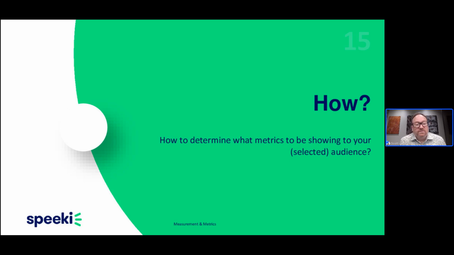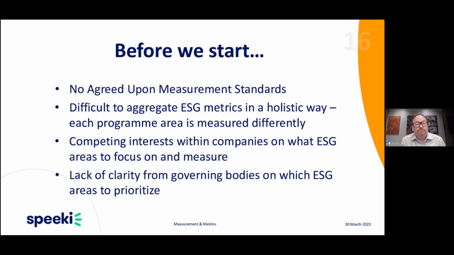So we've looked at the 4 groups so far. Now we're going to be looking at the next step, which is how. How do you determine what metrics to show to what audience? So remember, we've focused so far on working out what metrics are. We've worked out what the different categories of metrics are, and we've worked out what our audience is. And now we need to work out how do we map those elements together so that we're communicating the right metric to the right audience at the right time.